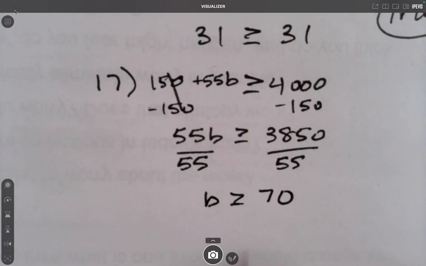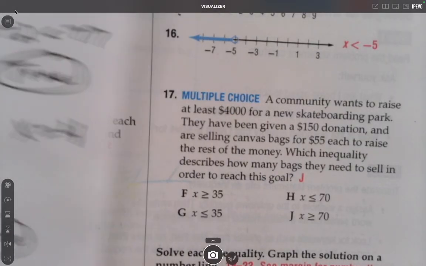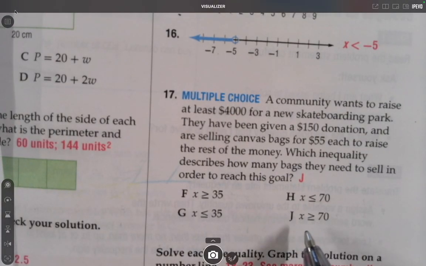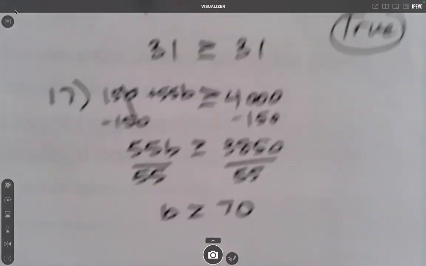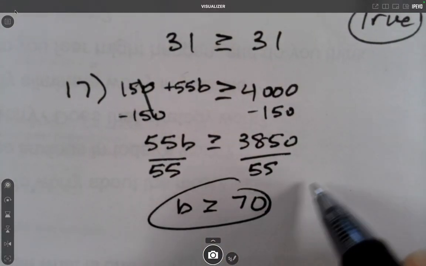And I'll look at the answer in a second, but what that means is if they sell at least 70 bags, they'll reach their goal. They want to sell 70 bags or more. So that is J. They use X, it doesn't matter if you use X or B or whatever variable, but it's greater than or equal to 70. So that's our answer, it's letter J.